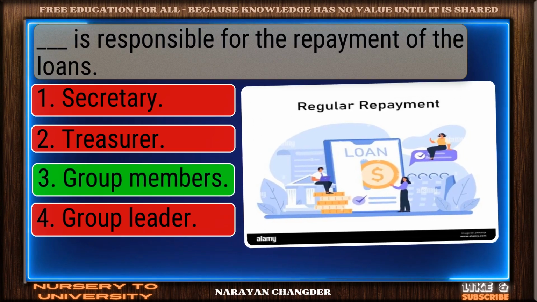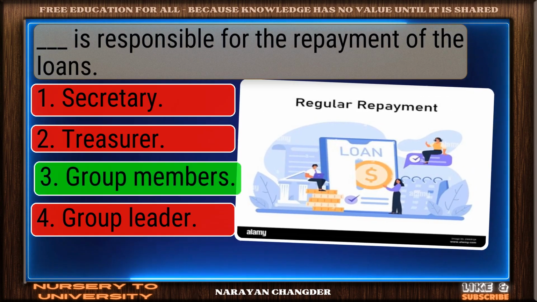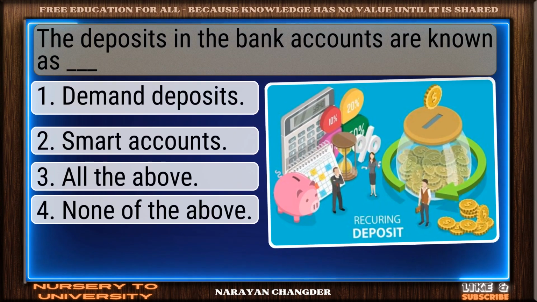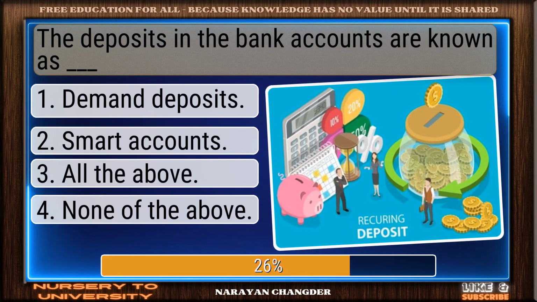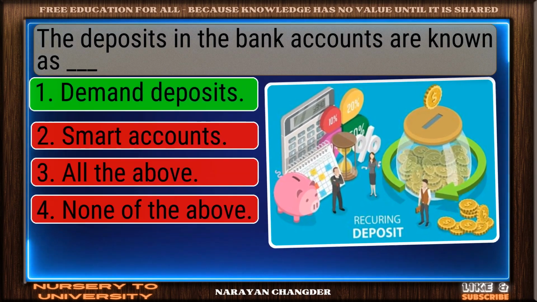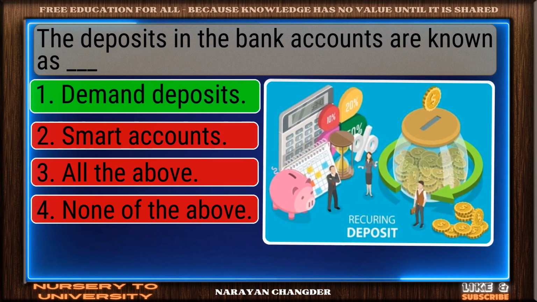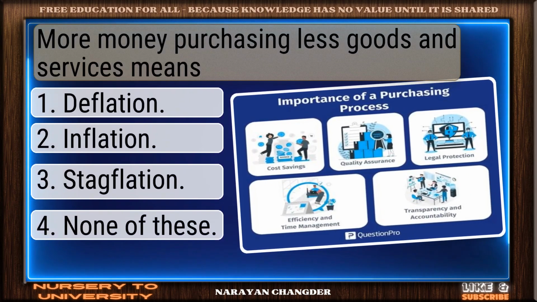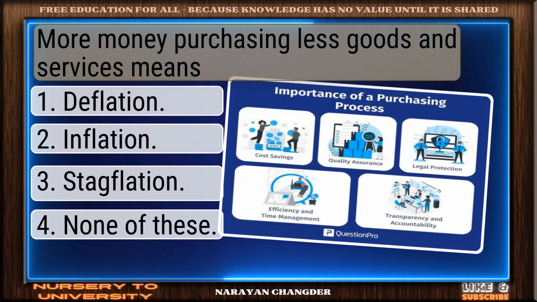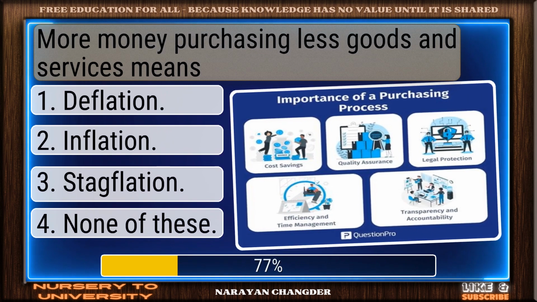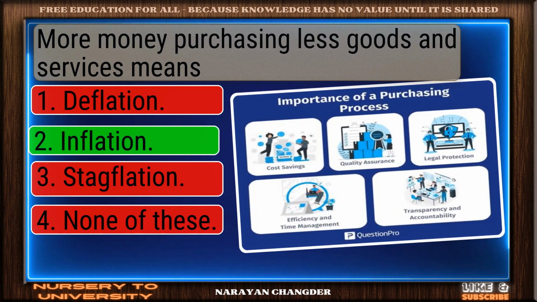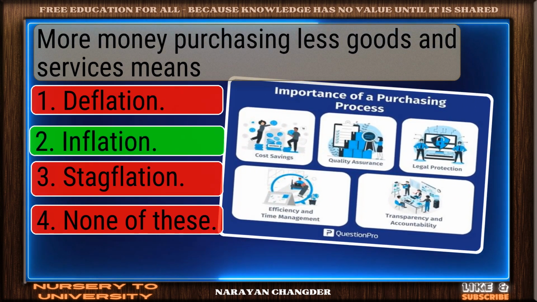Strong choice. Group members is right. The deposits in the bank accounts are known as dash. Good job. Demand deposits works well. More money purchasing less goods and services means. On track. Inflation is correct.